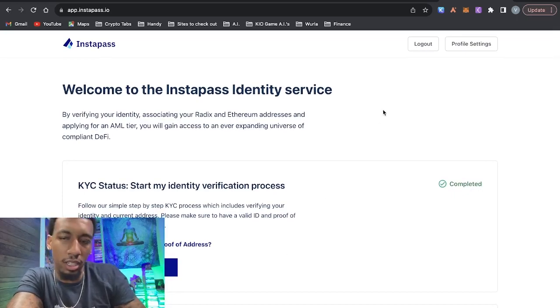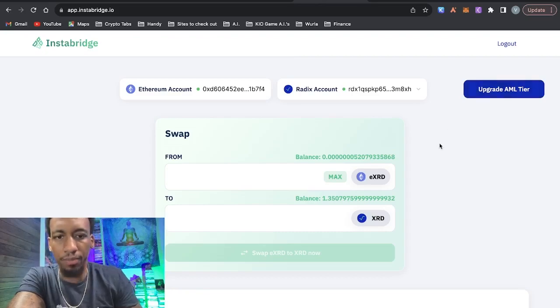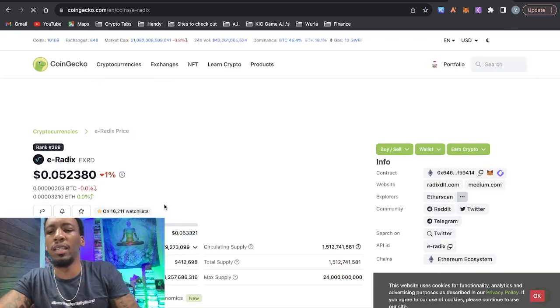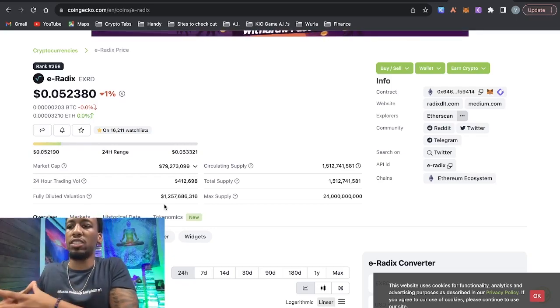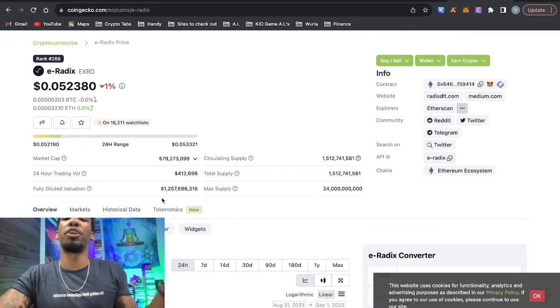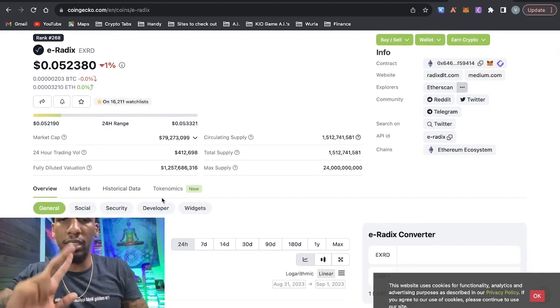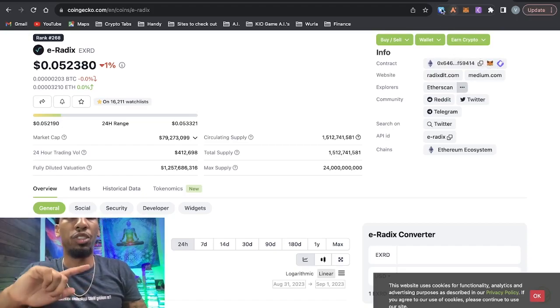So that part sucks, but after you do that, you can go to InstaBridge, connect your wallet, and then bridge over EXRD to XRD. EXRD is just Ethereum Radix. They stored some Radix somewhere safe, and that way you can have Radix on Ethereum, but it's backed by actual Radix on the Radix network. So when you bridge over your eRadix to Radix, I think they burn the actual eRadix, so that way everything is still one-to-one. But you get the contract address here, and you just paste this in on Uniswap, and you can buy it, and that's what you bridge over.